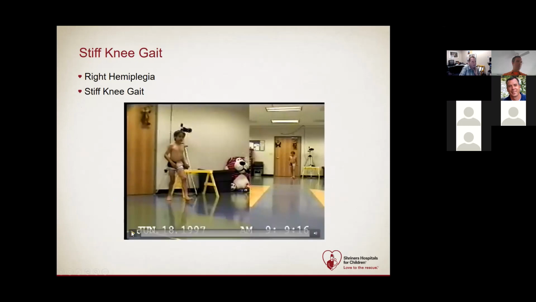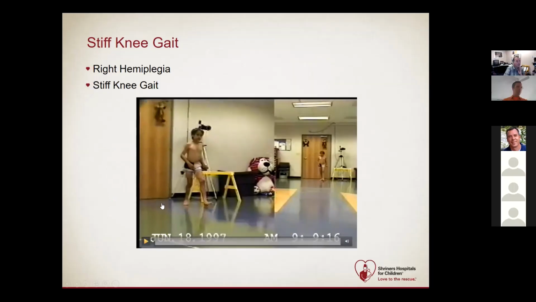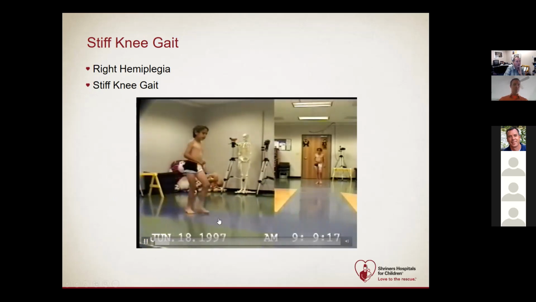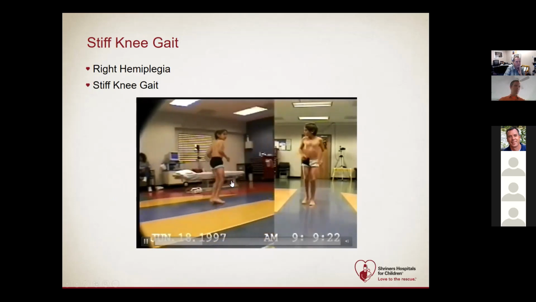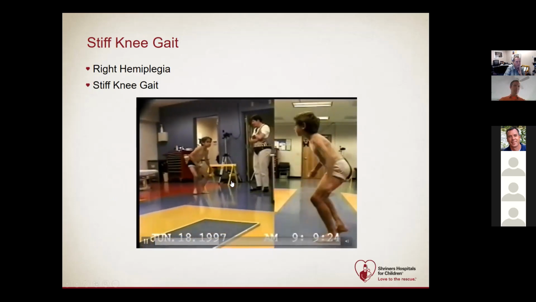Okay. This is our second case. This is a case of stiff knee gait. This child has right hemiplegia. Watch him walk. If we really focus on that right knee, you can kind of see how it doesn't bend hardly at all.